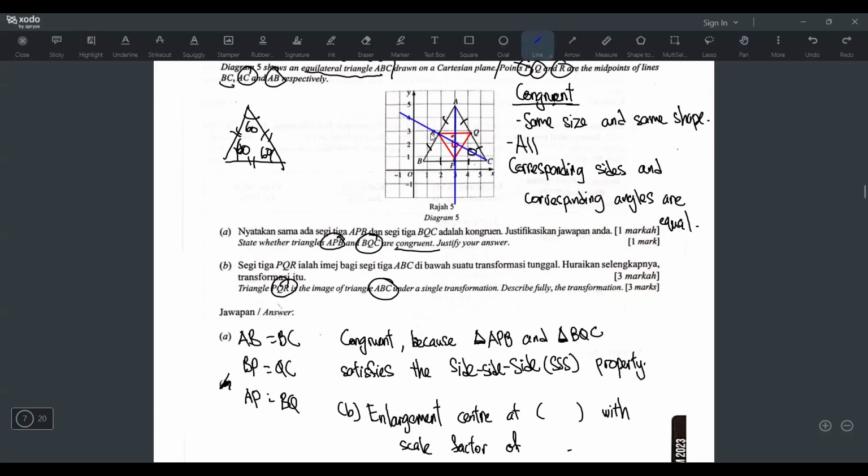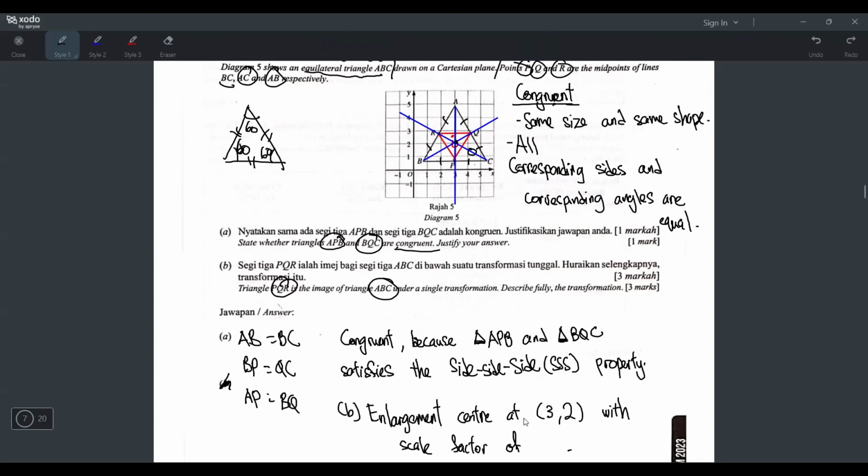Sepadan means corresponding. Okay, so B join with Q like this. Right? Yeah, because the whole thing inverted already. That's why it's like this. Okay. Let me see. Okay, correct lah. Okay, so now we can determine the enlargement center. So the enlargement center is at the intersection here lah. So we can baca this is 3, 2. So the pembesaran pusat is 3, 2 center.